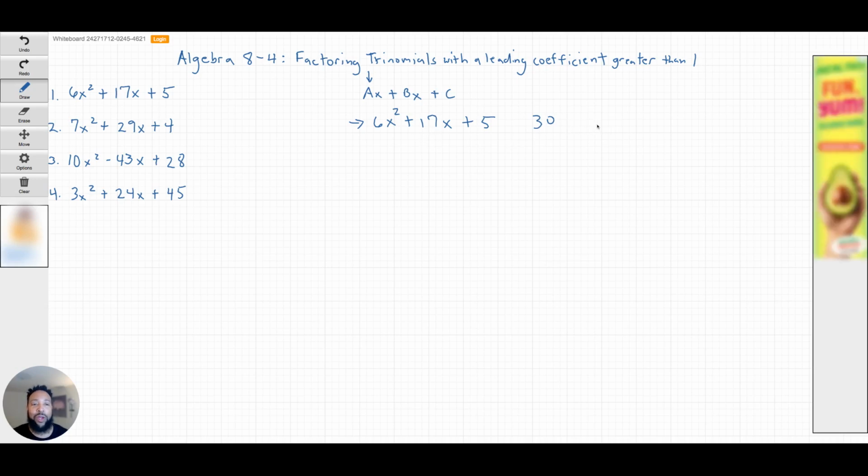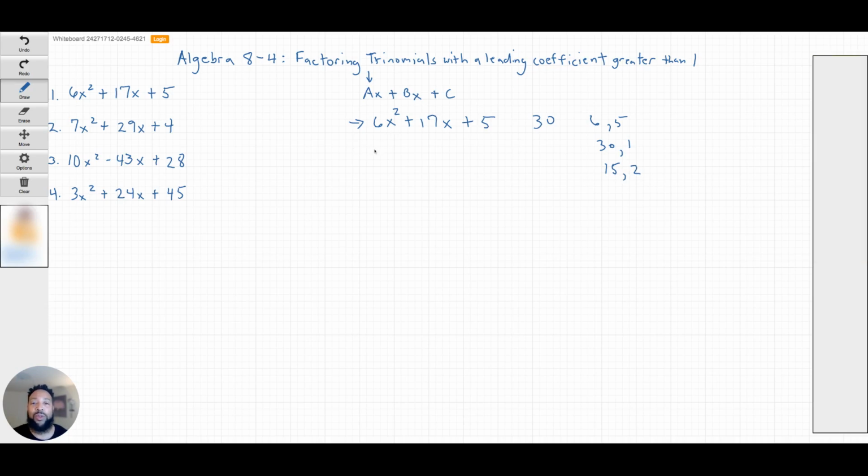So we could go off to the side and figure out, okay, we had 6 and 5. 6 plus 5 does not equal 17. 30 and 1 gives you 30, but 30 plus 1 does not give you 17. What about 15 and 2? There we go. 15 times 2 gives you 30, and 15 plus 2 gives you 17.